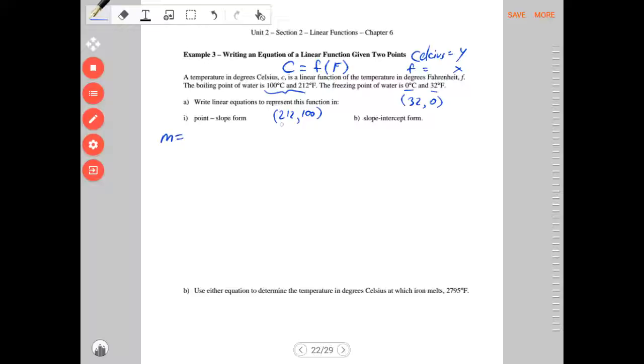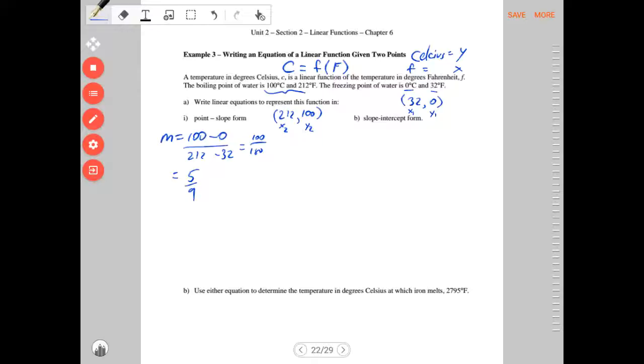So for the slope, let's do this as x2, y2, just to mix it up a little bit. So this would be x1, y1. Y2 would be 100. So 100 minus 0 over 212 minus 32. Either way, that's going to be 100 over 180, and that reduces to 5/9.